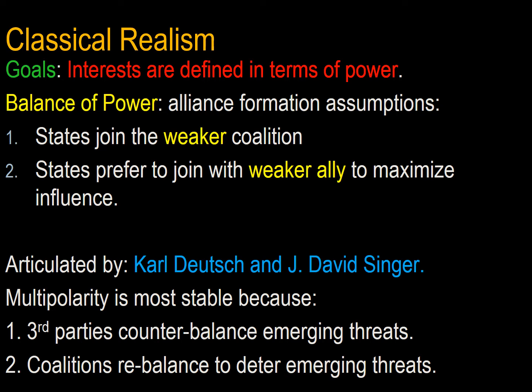Now, this has been articulated by Karl Deutsch and J. David Singer. And they argue that multipolarity is the most stable, meaning less war-prone, because one, third parties counterbalance emerging threats, and two, coalitions rebalance to deter newly emerging threats. So this is the baseline theory, mostly from military and diplomatic historians and political scientists in the 1950s and 60s.